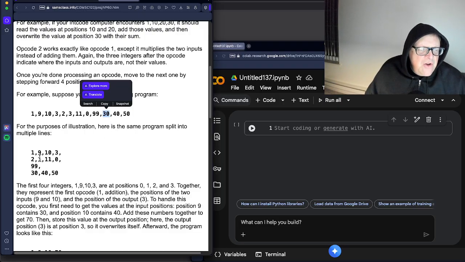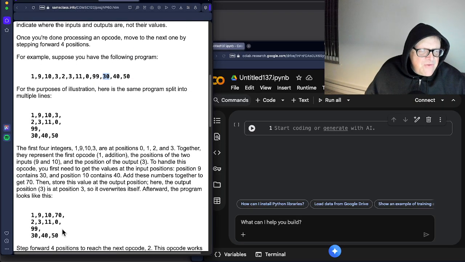Okay, so you add locations 9 and 10 together. That's going to be 70, and you put it at location 3, which is here. Yep. So afterwards, it'll look like this. It'll change that to a 70. So this, by the way, is self-modifying code, something I used to write all the time in assembly code, considered very dangerous. Anyway, that's how it works.